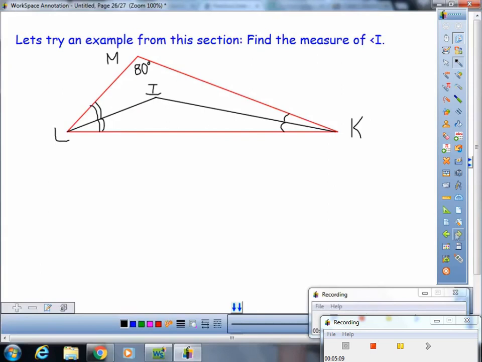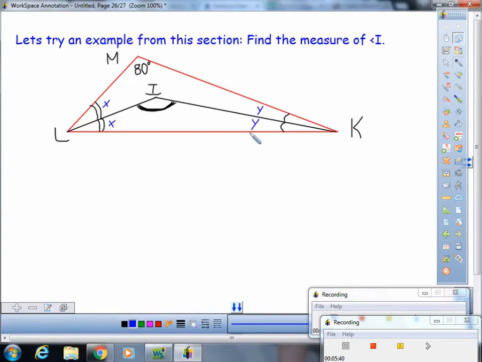Let's do one type of problem that you'll see from this section here. This is all the information we're given. We're asked to find the measure of angle I. We know that angle M is 80 degrees, and we know that LI and KI are angle bisectors. Well, let's just start out by naming these things. Both of those are congruent to each other, so we can call them both x's. We can call both those y's.